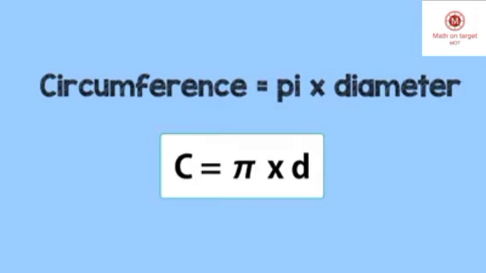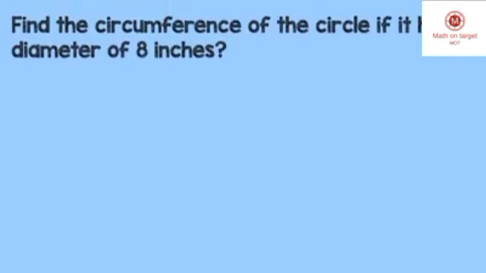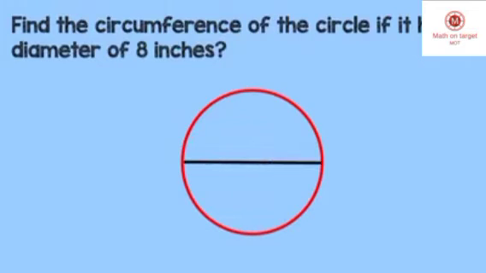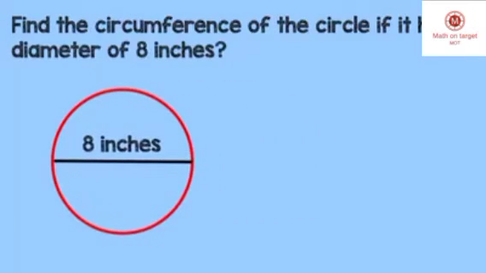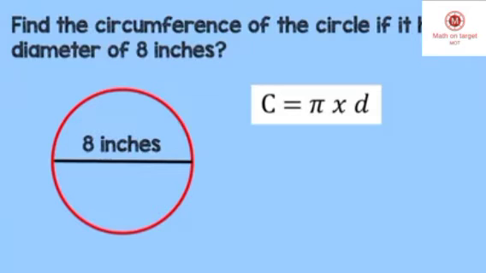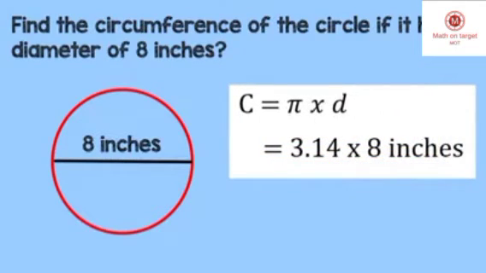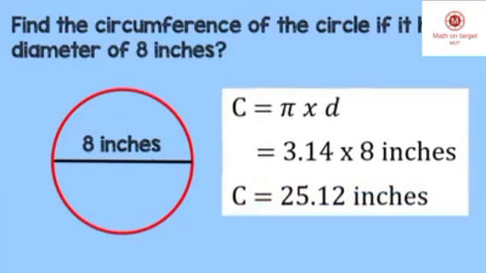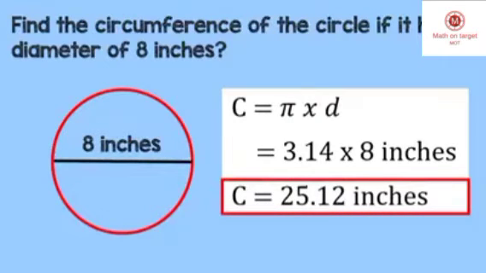To further understand it, let's have an example. Find the circumference of the circle if it has a diameter of 8 inches. In the problem, the diameter of the circle is given, and we also know the formula in finding the circumference of the circle. So let's write down the formula and then plug in the values. Let's just use 3.14 as the value of pi times the diameter, which is 8 inches, which is equal to 25.12. Therefore, the circumference of the circle is 25.12 inches.